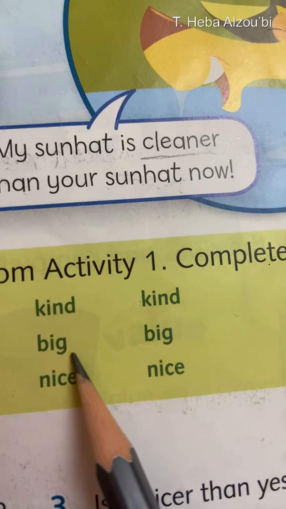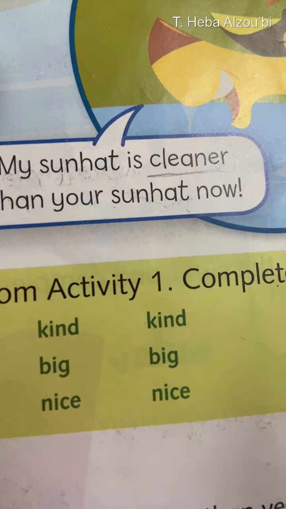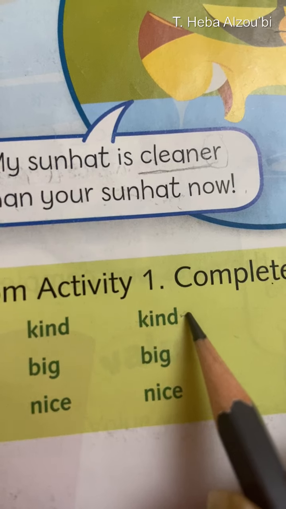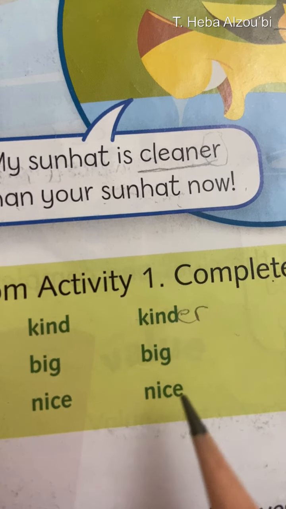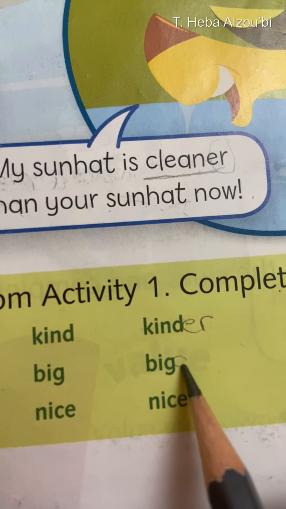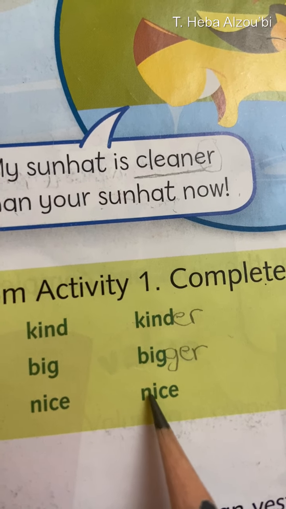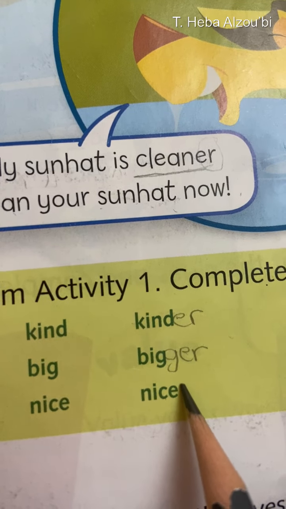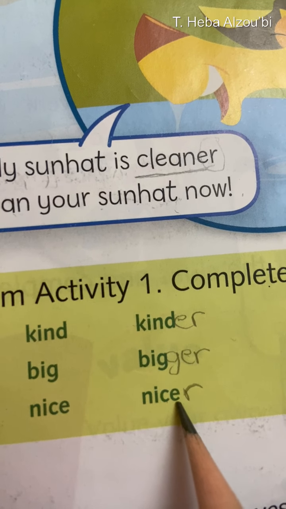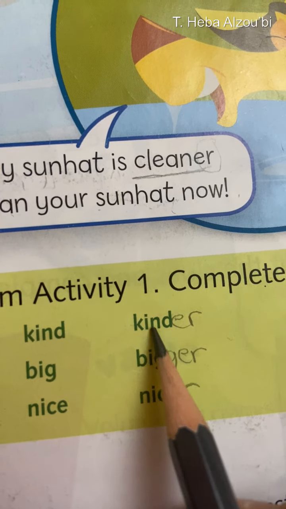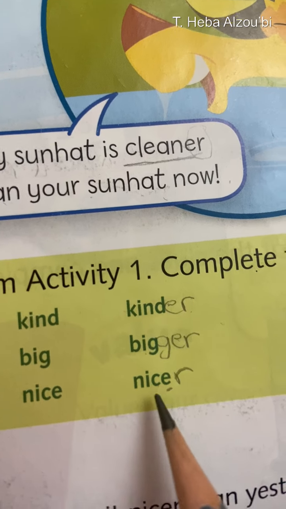Kind, big, nice. Kind, it becomes kinder. Big, we double the G. So bigger. Nice, we only add the letter R because the last one is E. So kinder, bigger, nicer.